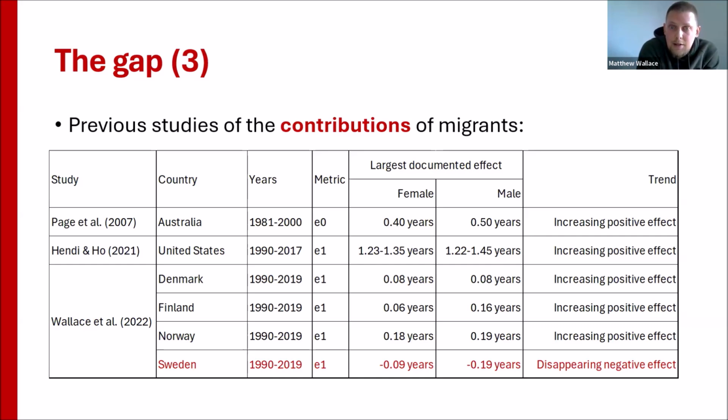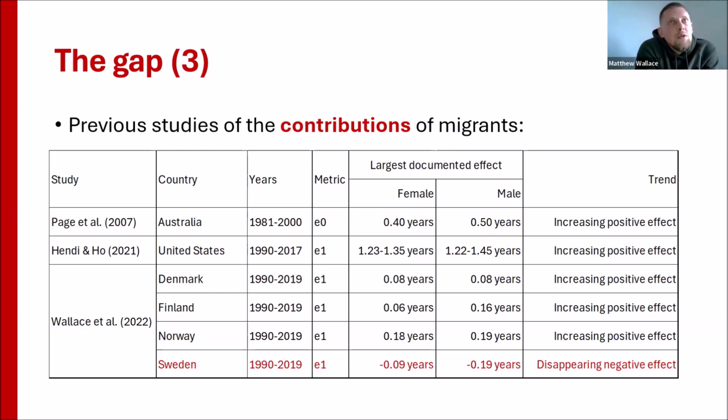So they took 1990 to 2017 and they calculated these contributions annually, so every year for these 27 years or whatever. They took life expectancy at age 1. We can get into why that might be a little later on. But they documented particularly large effects of international migrants of between 1.23 and 1.35 years among female migrants and 1.22 to 1.45 years among male migrants. So really large positive increasing impacts of migrants on national life expectancy over time.